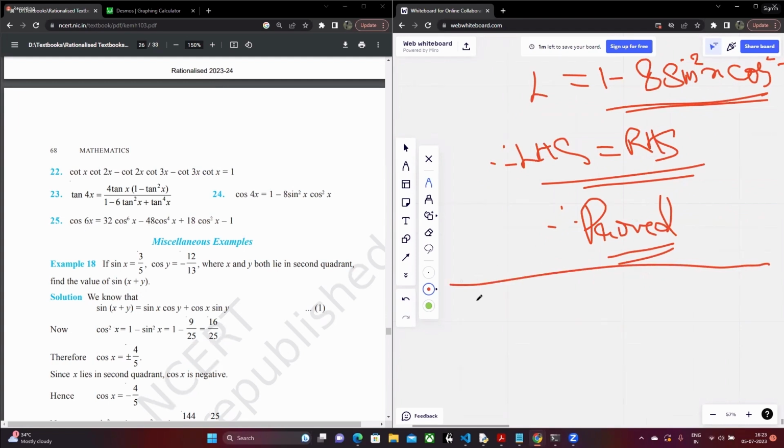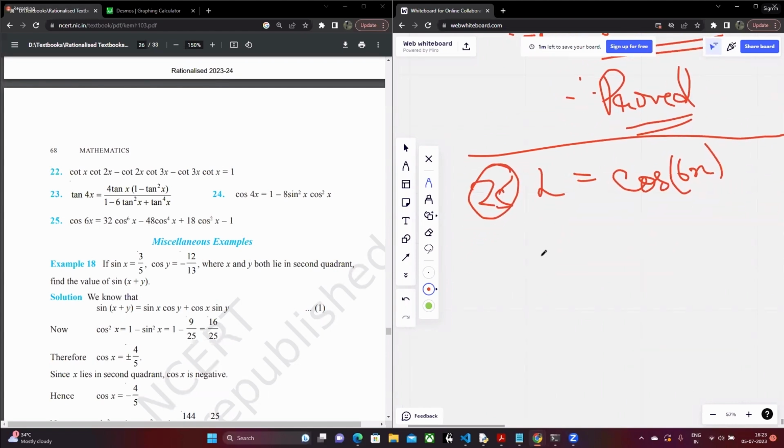And finally, the last question of the exercise, question number 25. Cos 6x is equal to 32 cos power 6 x minus 48 cos power 4 x plus 18 cos square x minus 1. Again, let me deal with the LHS. This is cos of 6x. Again, it is the same old vein as 23 and 24. We are going to do the same thing.